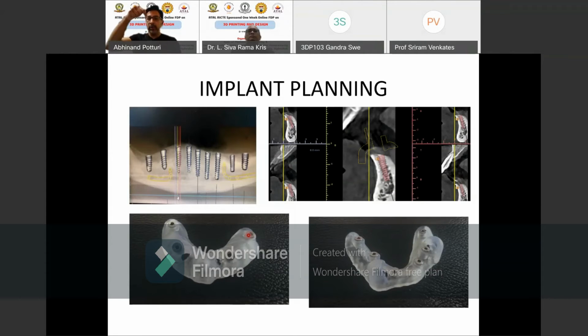You don't want to put the implant too backwards or too forwards. You should know exactly where you have to put. For that purpose, we do this 3D printing, and then we do mock surgery. We will mark where you want your implants to go exactly.